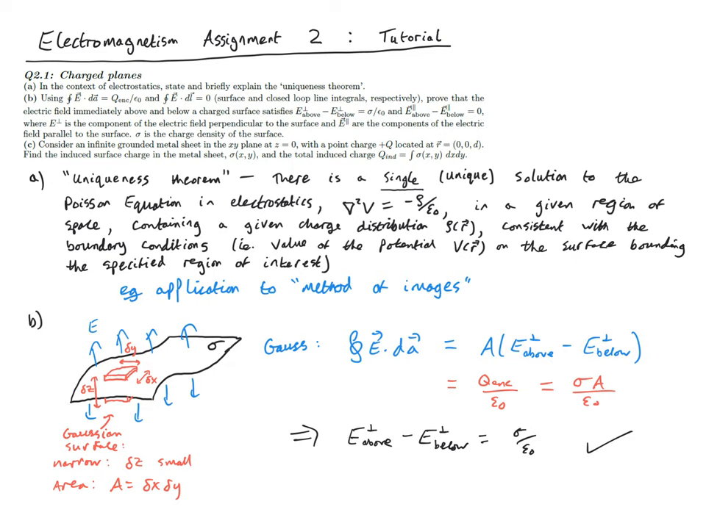The second part of the question asks us to show that there's not any discontinuity in the parallel part of the field. So this is the electric field parallel to the surface. Apparently, this is the same above and below the surface. So we can prove that using the other identity that we're given in part B of the question, namely that the line integral of the electric field around a closed loop is equal to zero. So how would we use that?